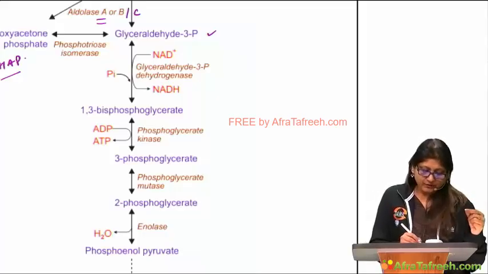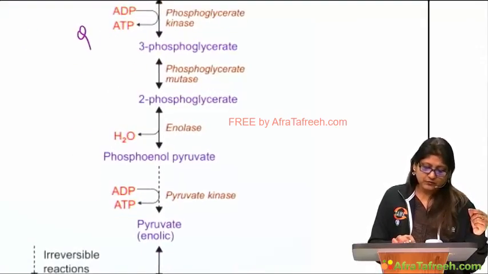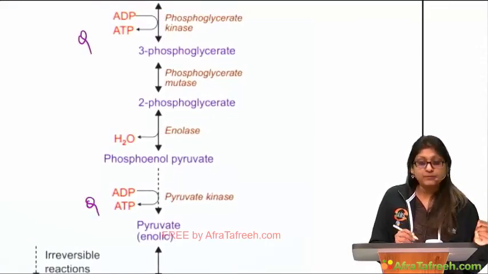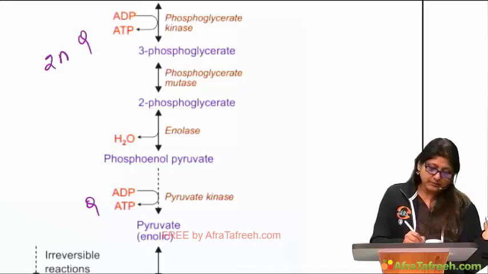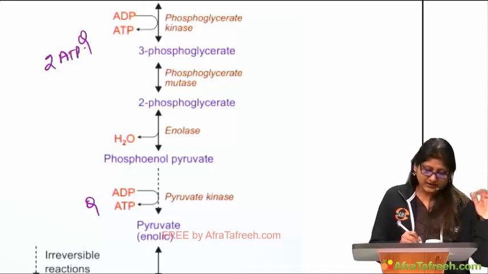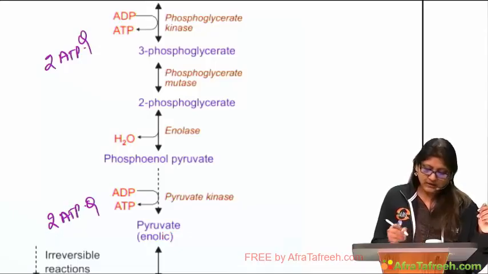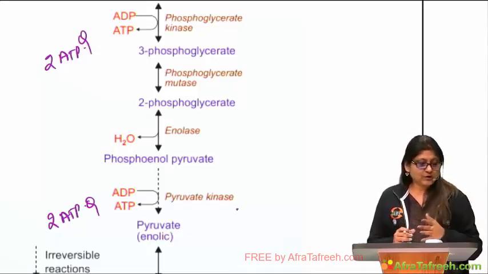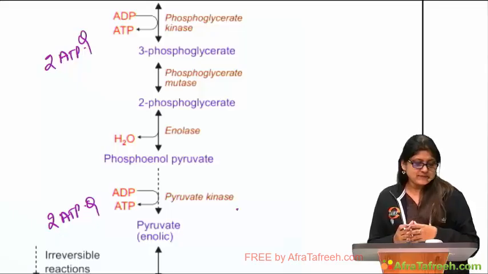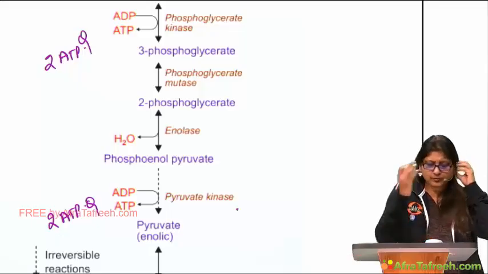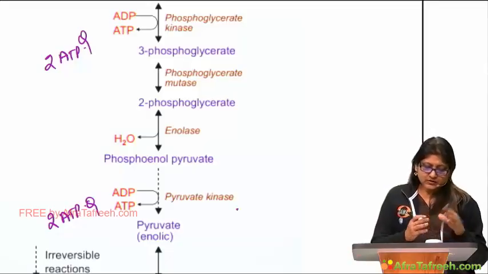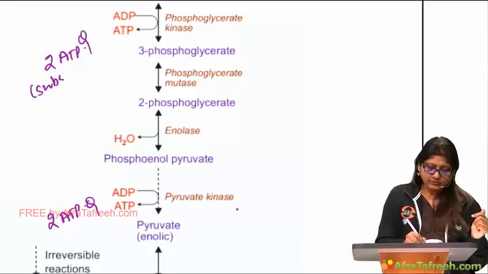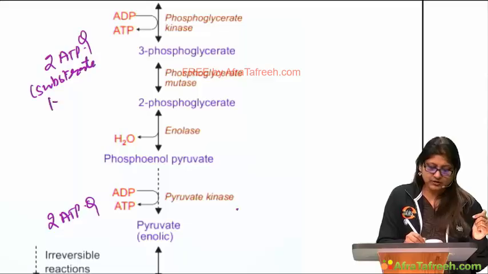You have the formation of ATP at the phosphoglycerate kinase step. You have formation of ATP at the pyruvate kinase step. We talk about 2 ATP production at phosphoglycerate kinase and 2 ATP production at the pyruvate kinase step. Do you remember all these? This is called substrate level phosphorylation, where direct ATP is being produced.